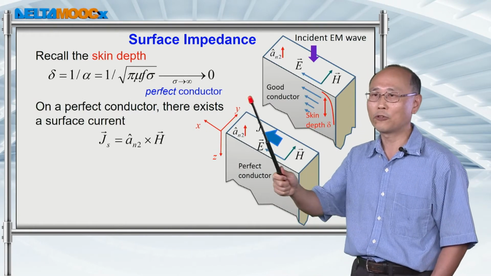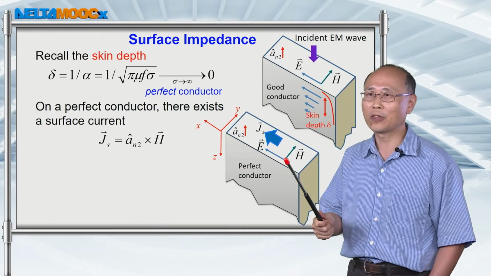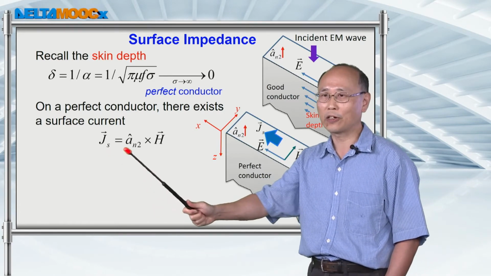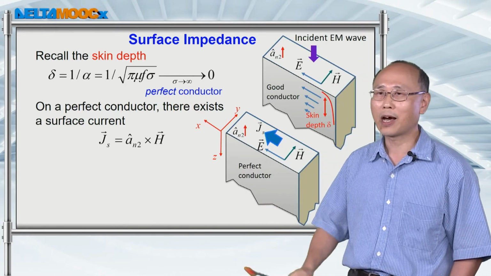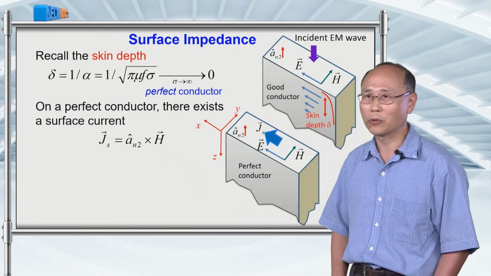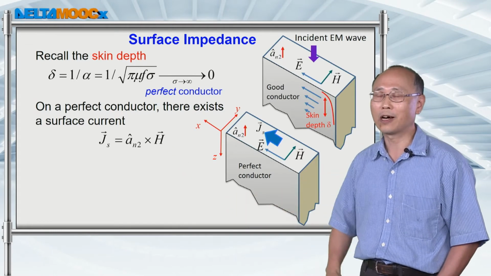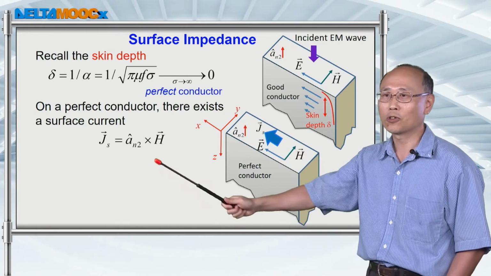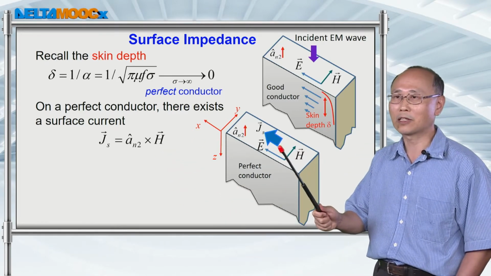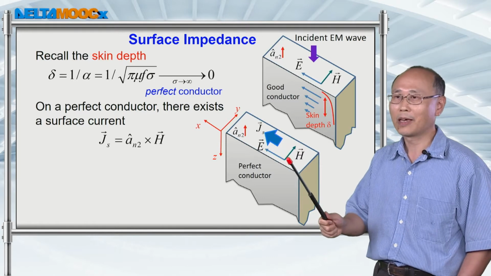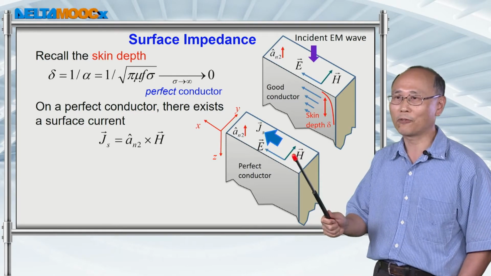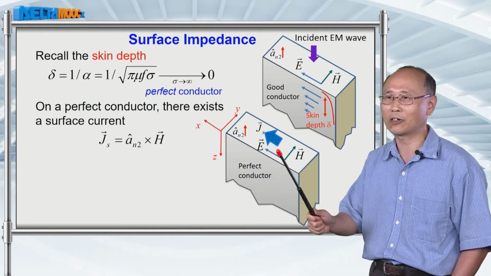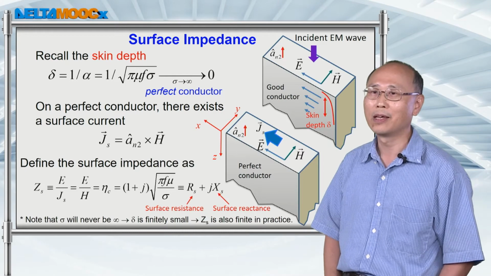So if we just focus on the surface of this ideal conductor, then you can also define a surface current through this expression, which was derived a long time ago when we talked about the boundary condition of the conductor interface. And so you will be expecting that there's a surface current on top of this. And that is due to the magnetic field on this surface. And the propagation direction of this surface current is along the electric field direction.